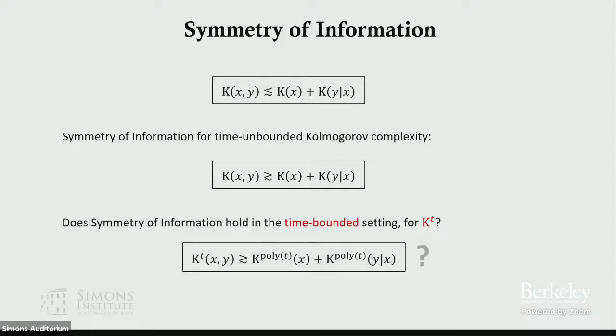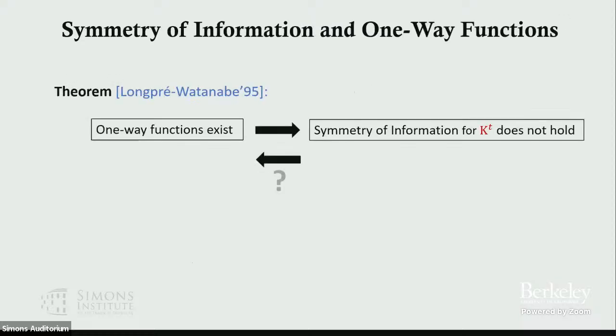And again, the question here is, does symmetry of information hold in the time-bounded setting, say for KT? And unlike the coding theorem, we know that symmetry of information is unlikely to hold for KT. And that's because we know that if one-way functions exist, then symmetry of information for KT fails. Intuitively, if we have a one-way function f, or let's say a one-way permutation, then from x, we can compute f(x) efficiently. But if we are just given f(x), we cannot get back x efficiently. So there's an asymmetry of information between these two strings if we take into account the time. And Longpré and Watanabe formally connect the existence of one-way functions to the value of symmetry of information for KT.